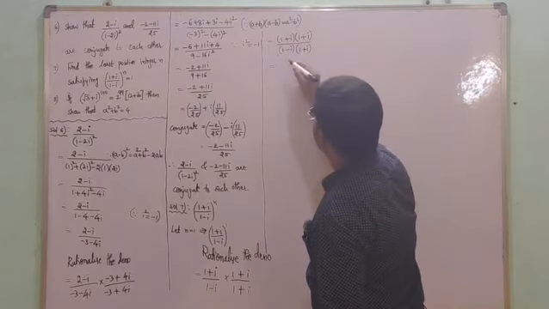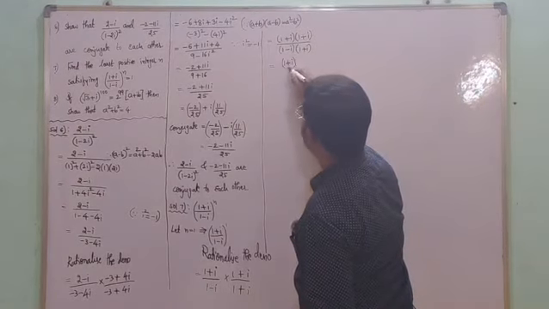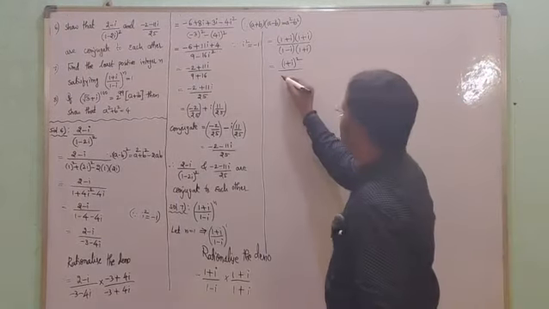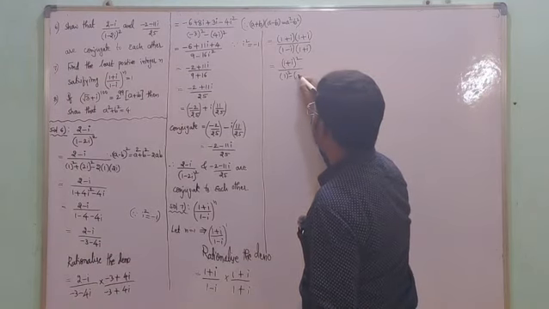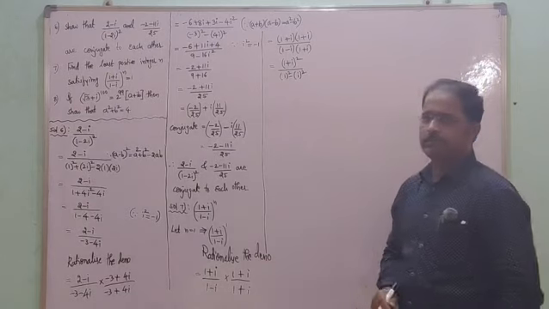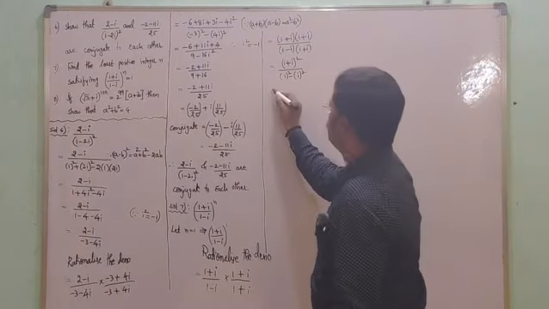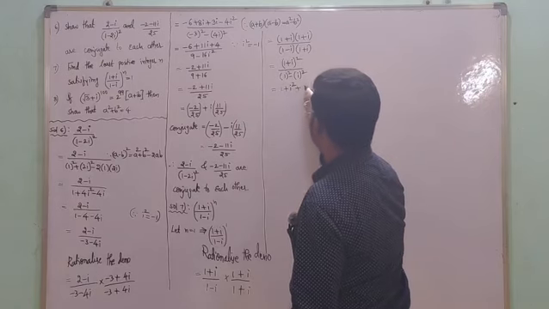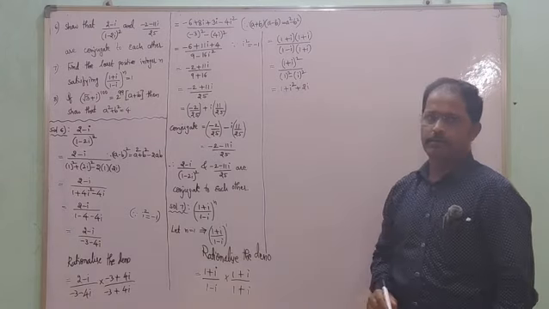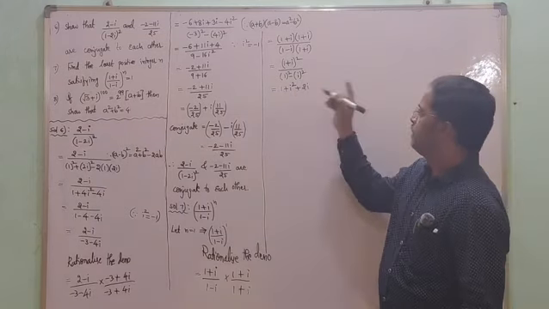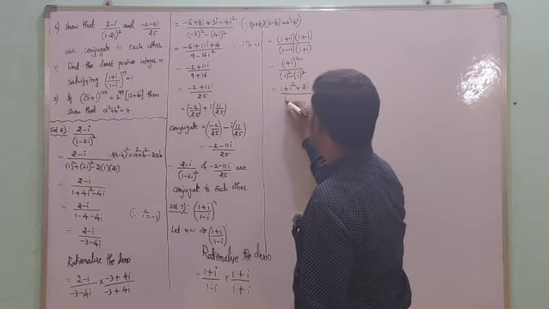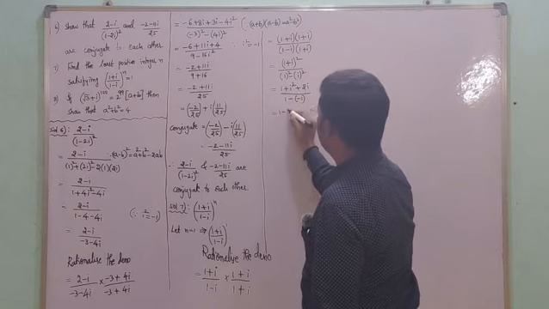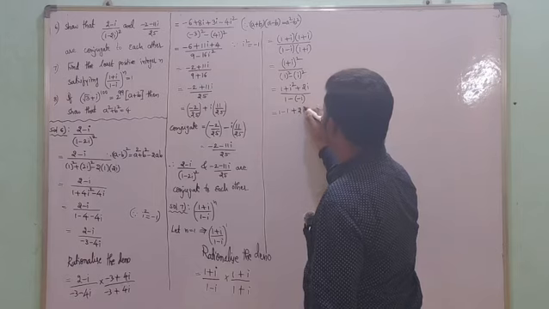So (1 plus i) into (1 plus i) means (1 plus i) whole square. The denominator is in the form (a minus b) into (a plus b), which is a square minus b square, the first term squared minus i squared. The numerator (a plus b) whole square is a square plus b square plus 2ab, that is 2 into 1 into i. In the denominator, 1 square is 1 and i square is minus 1. So the numerator is 1 plus i square, which is minus 1, and plus 2i as it is.